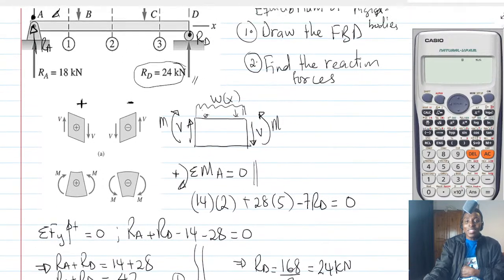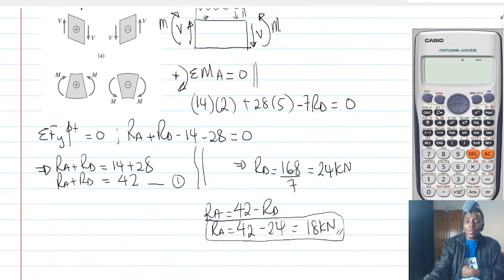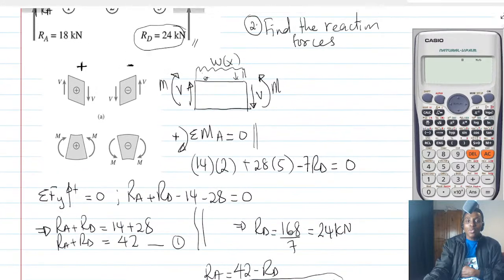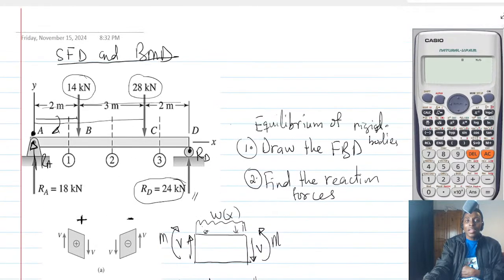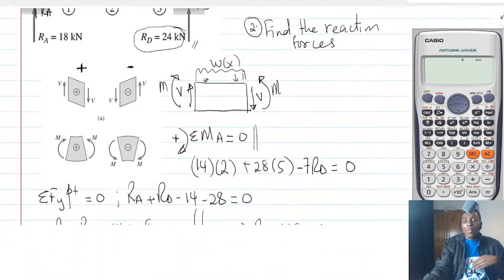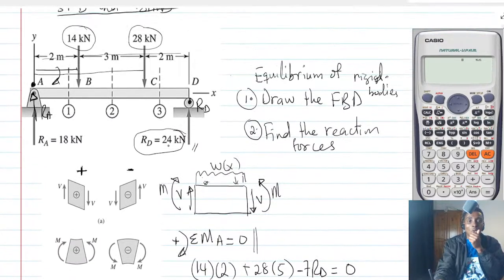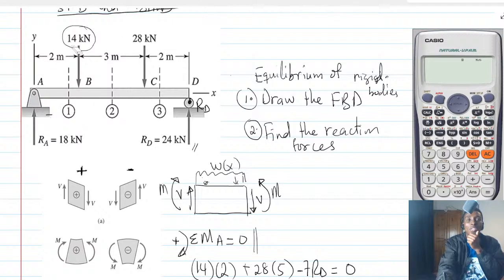Okay. So in fact, this is where you even begin solving the question. Now you know RA and now you know RD. So 18, 24. So now we are about to solve. We know where all these values are coming from.